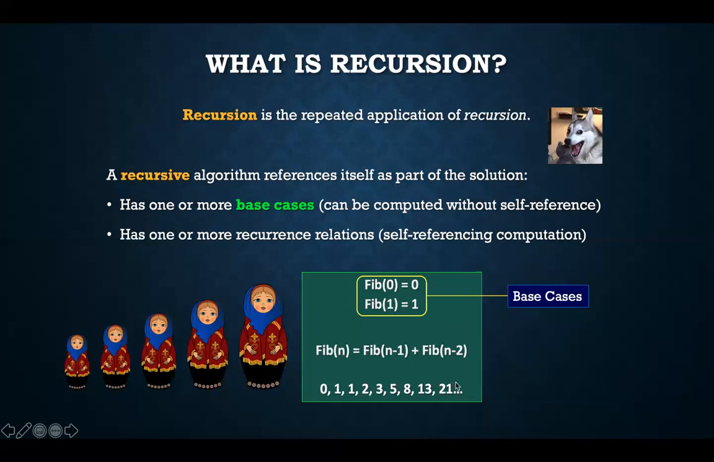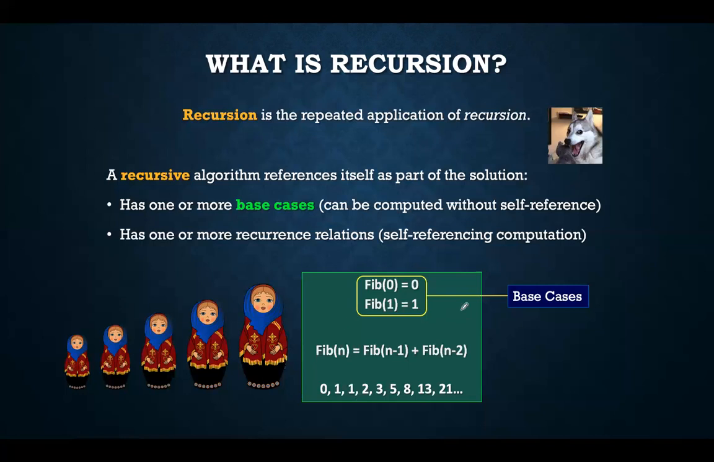So how could I come up with a recursive solution to solve this Fibonacci sequence problem? I want to get the nth Fibonacci number in this sequence. How do I get that nth number? As we said, for our recursive function, the very important two parts are the base cases and the recurrence relations.